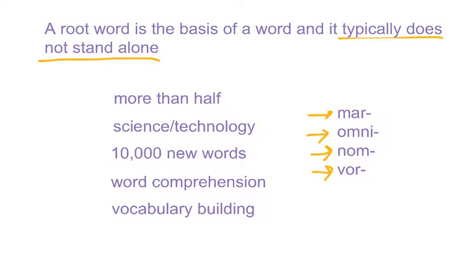Lastly here we have vor, which can mean to eat or swallow. So for example, omnivore, omni meaning all, and vor meaning eat, eats everything. Or voracious means that you've got a really big appetite.